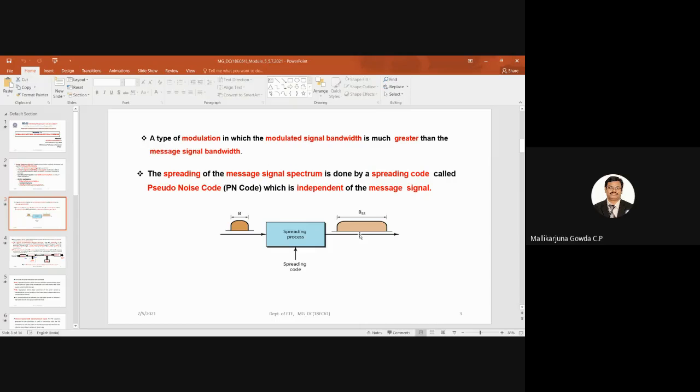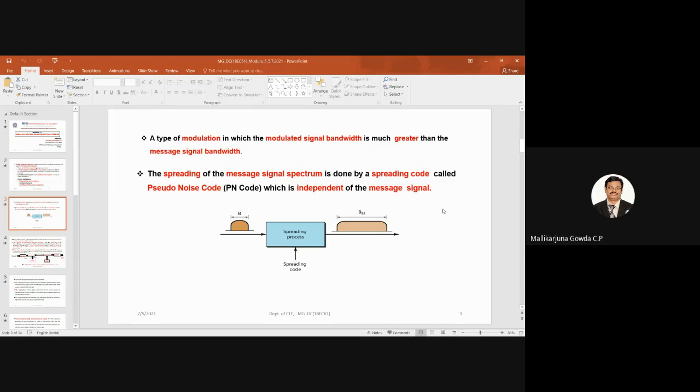I don't know how many of you are able to visualize this. So this is the information signal. I said that it will be multiplied with the pseudo random code. That multiplication yields spreading of this information signal over a wide bandwidth. And this pseudo random code is independent of the information bearing signal. Okay, so this is how it is done.